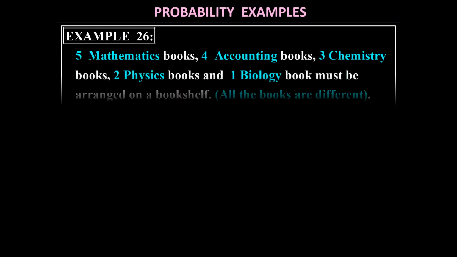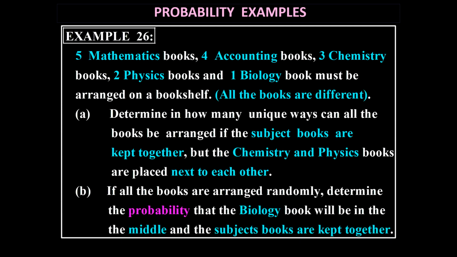Now this is our last question. It's reminding us that we're back at school. We have 5 mathematics books and 4 accounting books and 3 chemistry books and 2 physics books and 1 biology book. They must be arranged. You can see I have this in different colors. This is also to remind you, highlight the information so it stands out. 5 maths, 4 accounting, 3 chemistry, 2 physics, and 1 biology, and they're all different. That's important. They're all different books there.